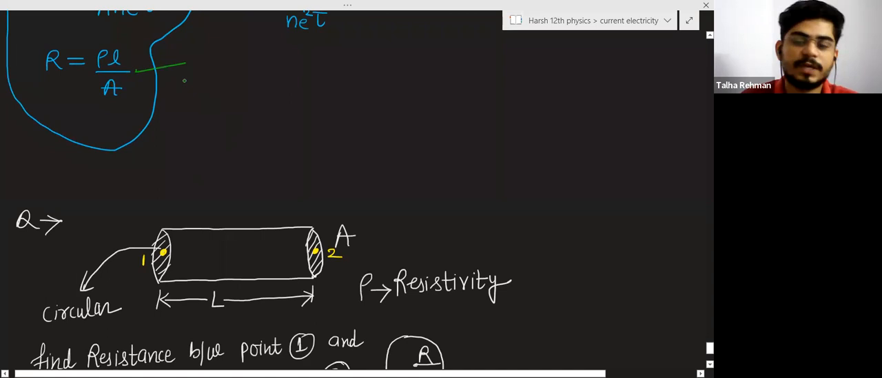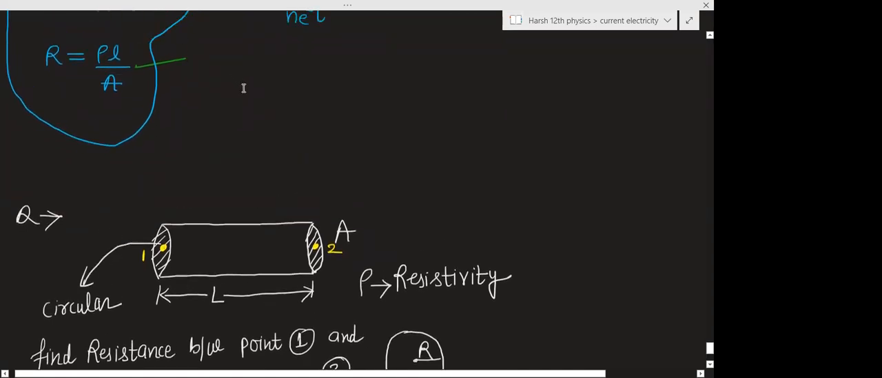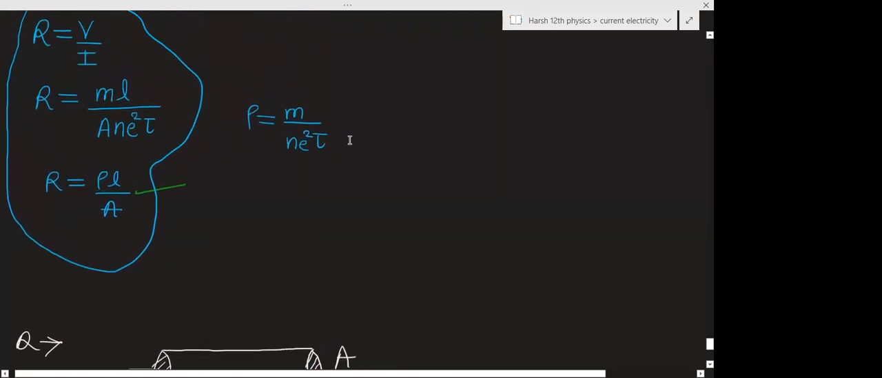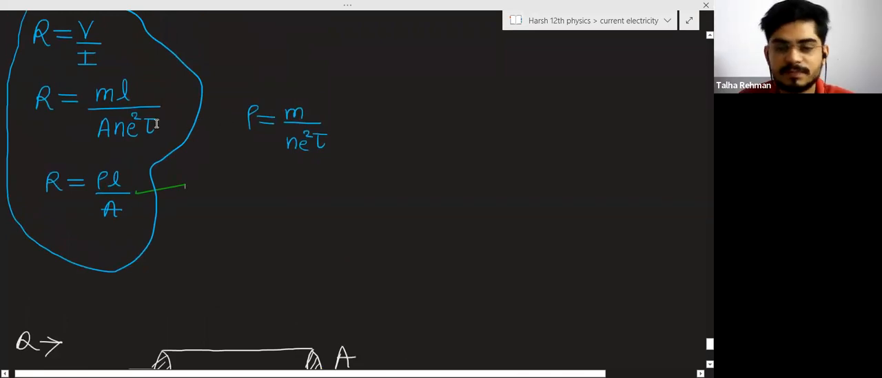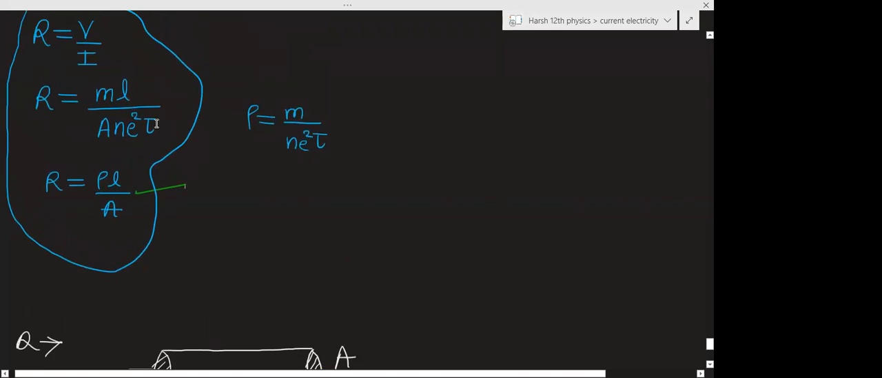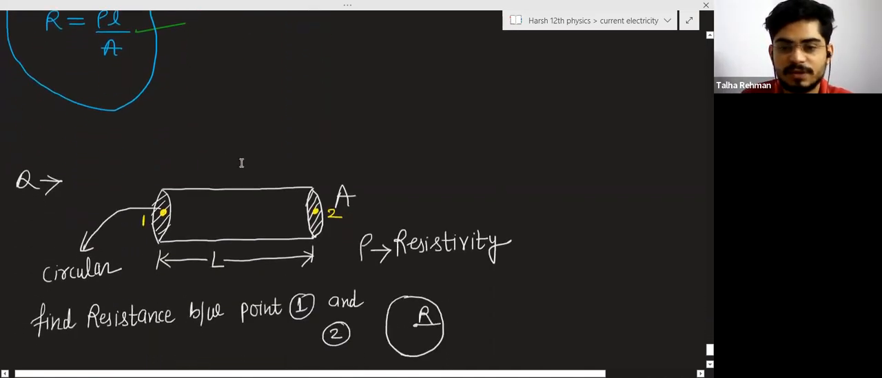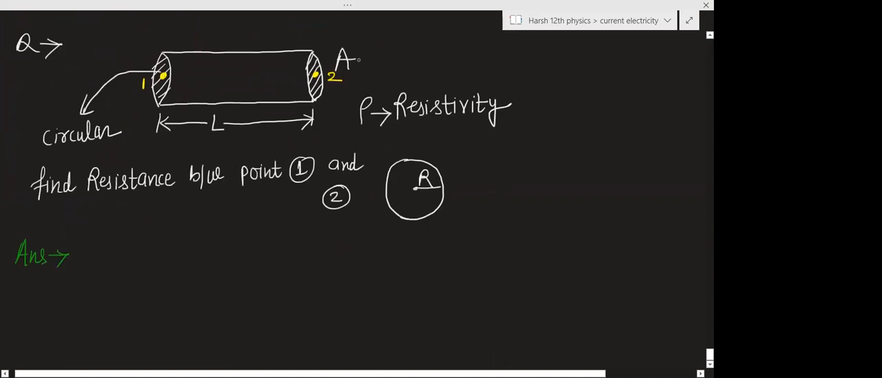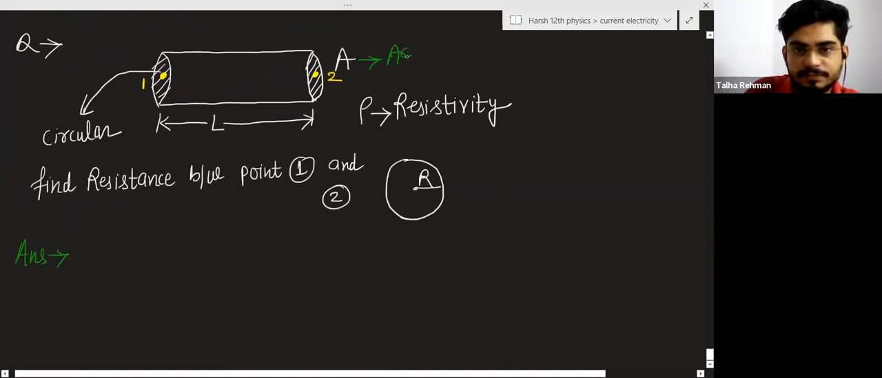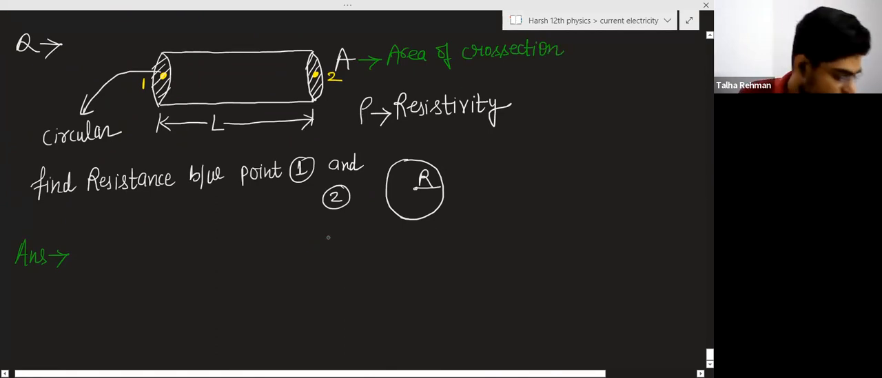In the second formula of resistivity, resistance, A is the area of cross section. So here also A is the area of cross section. Area of cross section here is this area. This area is circular. Cylindrical area.